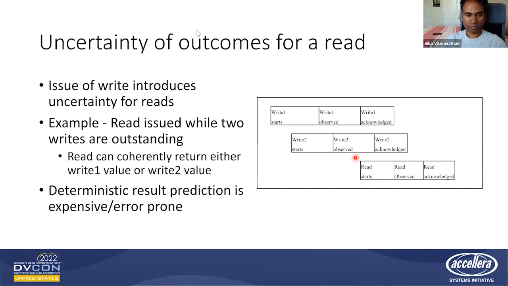We could, of course, try to deterministically predict precisely which value it would return, but as mentioned before, deterministic result prediction is expensive and/or error prone.